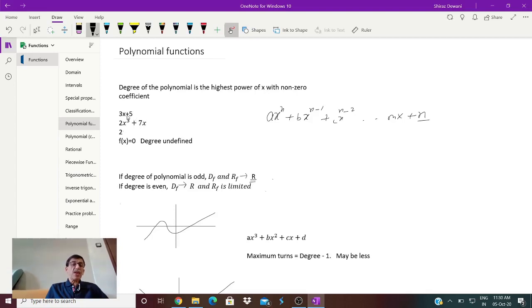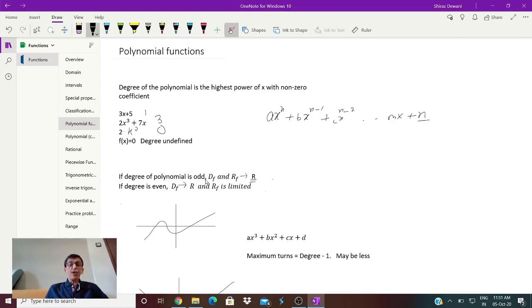Now consider this 3x plus 5. Here the highest degree is 1. Here the highest degree was n, so this has a degree n. Here the degree of the polynomial is 1. Here the highest degree is cube, so the degree of the polynomial is 3. Now if you have a constant, then this can also be written as 2 into x raised to the power 0. So here the degree of the polynomial is 0. But if the constant itself is 0, then the degree is not defined. So if there is a constant and the constant is not 0, then the degree is considered as 0. But if the constant itself is 0, then the degree is not defined.